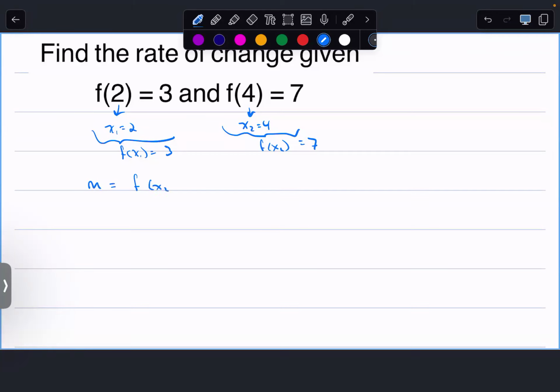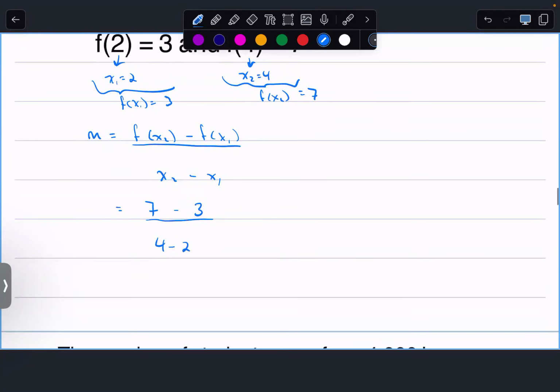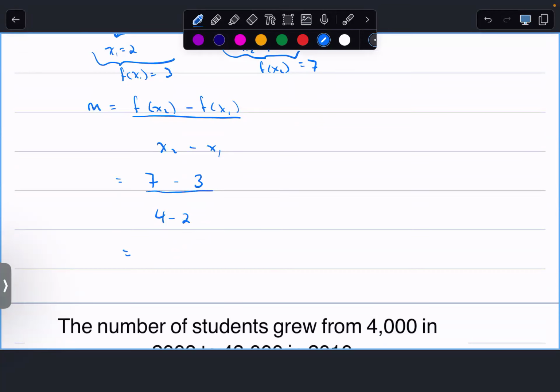M is f of x2 minus f of x1, over x2 minus x1. Trust that I'm writing x2 minus x1 on the bottom there. Okay, 7 minus 3 over 4 minus 2. I'll need to work quick before it goes to sleep again. 4 divided by 2, I'm going to go with 2, just because I didn't give myself enough room.